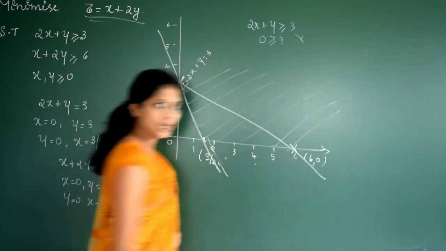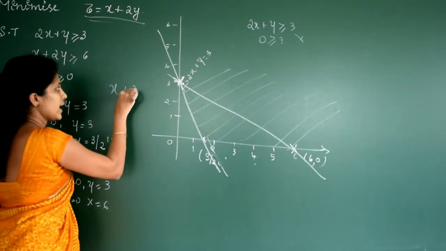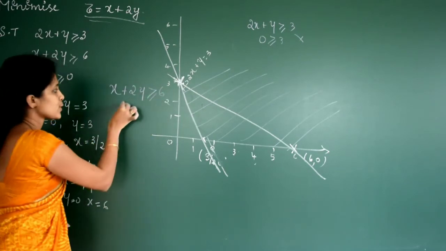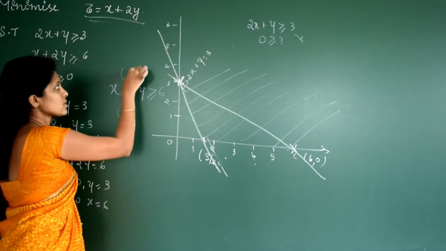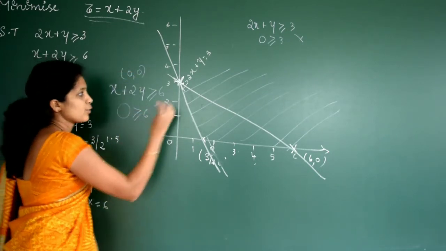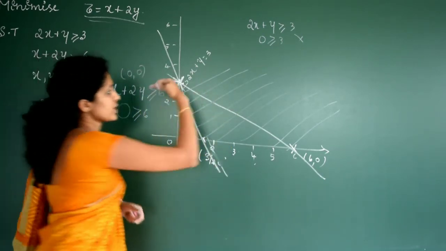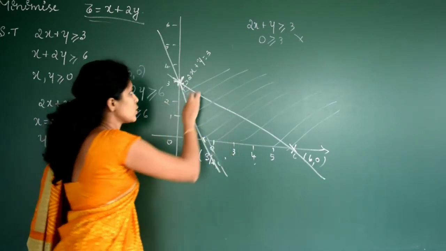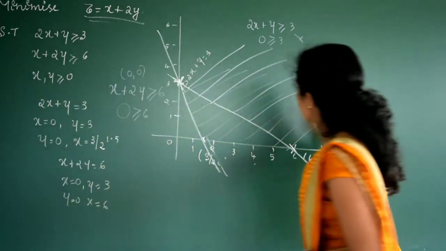Now if you consider the second equation, it is x plus 2y is greater than or equal to 6. If you substitute the origin, 0, 0, is 0 greater than or equal to 6 true? No, 0 is less than 6. So for this also the solution region does not include the origin, so the solution region will be upwards. Clear? So this is the solution region.